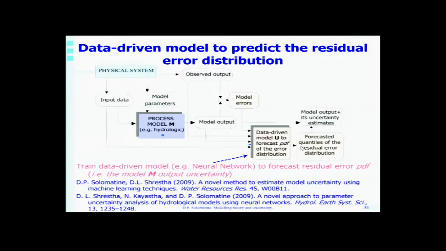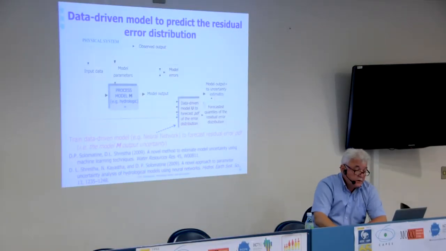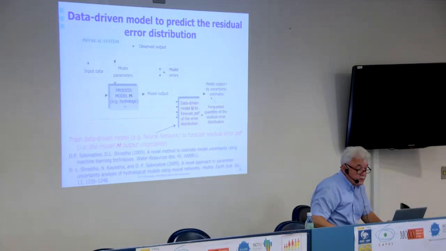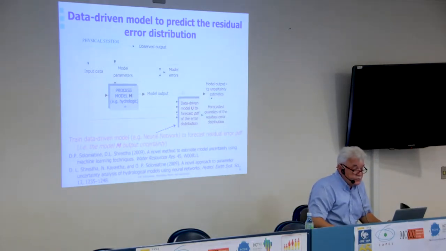And then, since we can predict the PDF or its properties, the deterministic model would give you deterministic model output, and this model U would give you forecasted quantiles around that output. Or the PDF: if it gives you 10 quantiles, we can make a neural network with 10 outputs, and it will give you the PDF of the output. So what we have is deterministic output plus its uncertainty estimates. A predictive model of uncertainty.